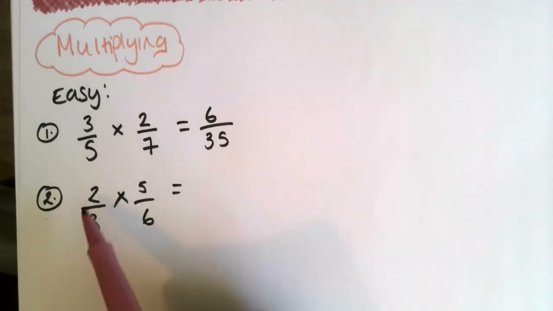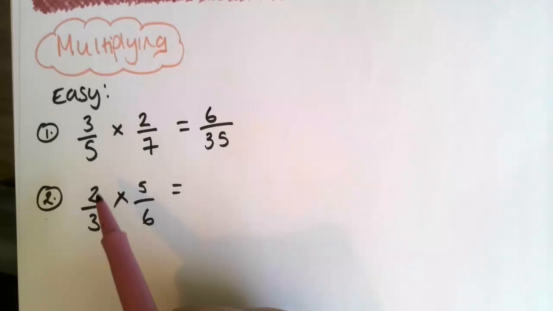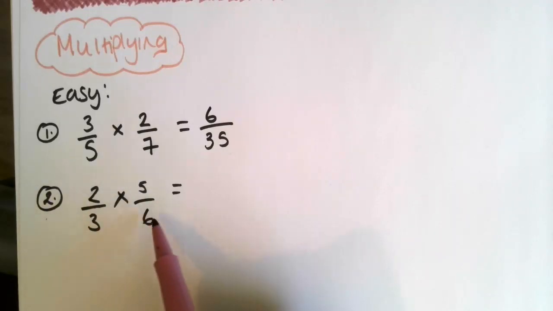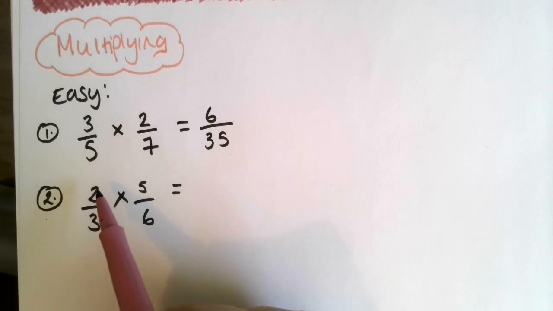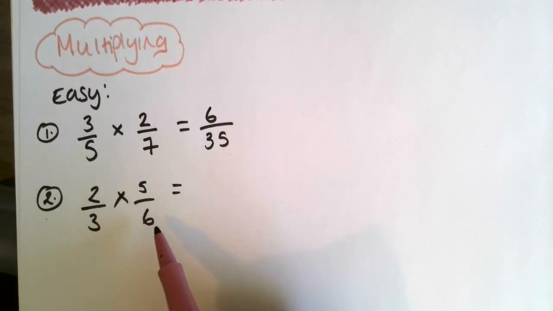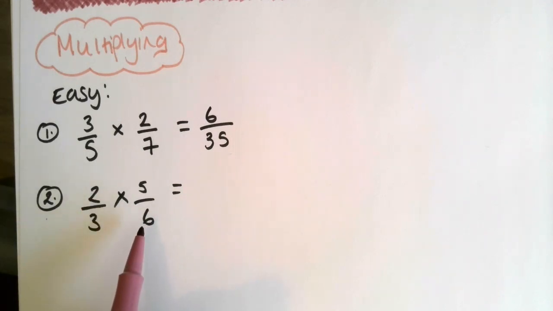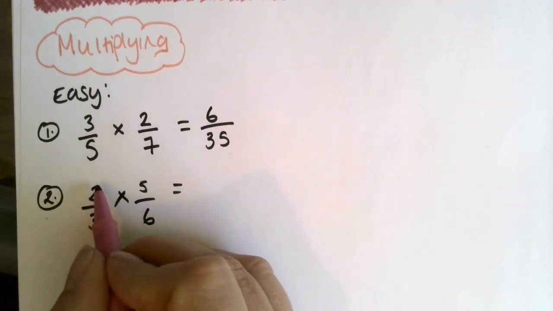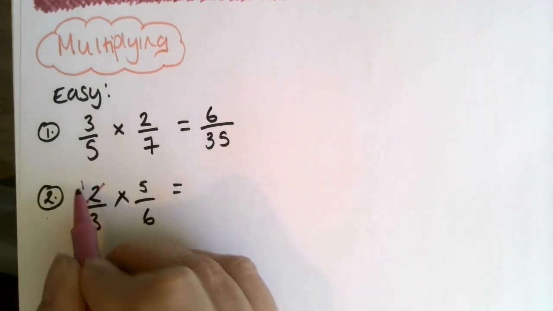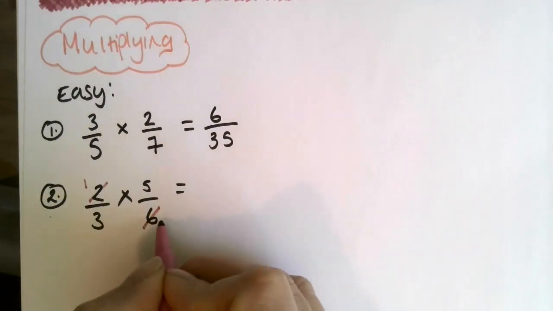Now that cancelling could be all within the one fraction. It's kind of unlikely that they'll give you a fraction that could be cancelled. So it's more likely that you will see the top from one cancelling with the bottom from another fraction. So you can see here that I have a 2 on the top line and a 6 on the bottom line. So both of those are divisible by 2. So if I divide both by 2, 2 divided by 2 gives me 1. 6 divided by 2 gives me 3.